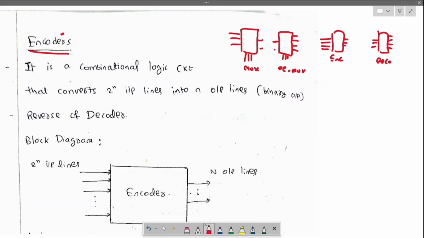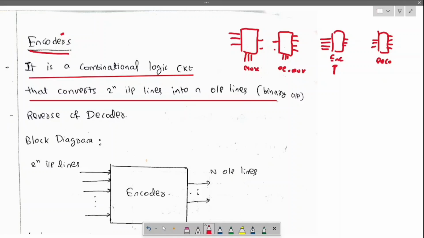From this concept we got the encoders. An encoder is a combinational logic circuit that converts 2^n inputs into n output lines, also known as the binary output. The reverse of an encoder is a decoder. Let us go with the block diagram. It will take 2^n input lines and give n output lines, also known as the binary output.